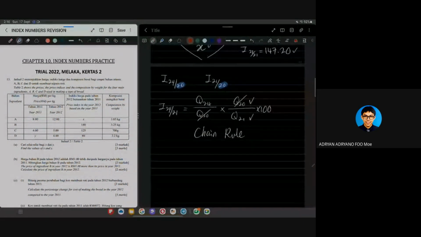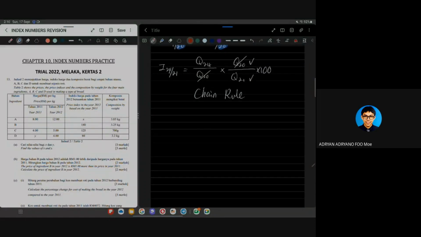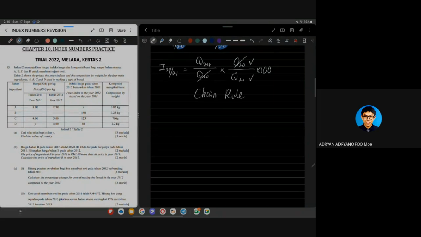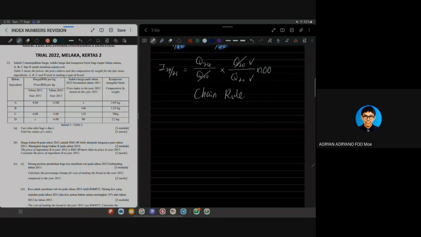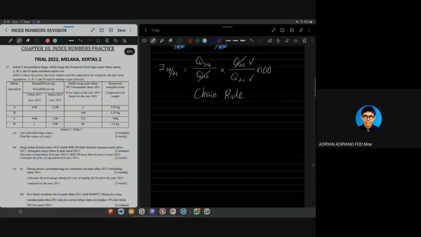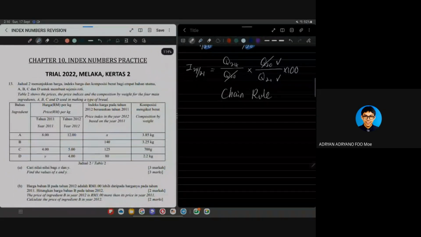Okay, so let us see question 13, Melaka, Kertas 2. Same thing, the first thing we do is read the question properly. Don't rush to do it, let's examine the question first. What does the question give me? Table 2 shows the prices of and composition by weight for 4 main ingredients A, B, C and D used in making a type of bread. See, the index they give is for the ingredients, but all these ingredients are used to bake the bread. So this is what we know now.